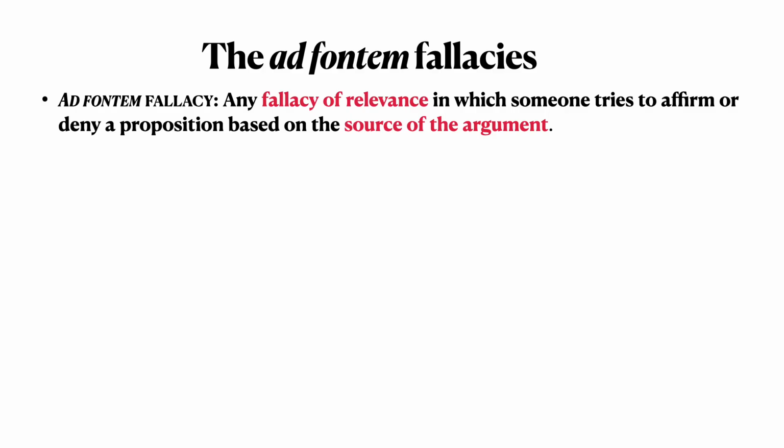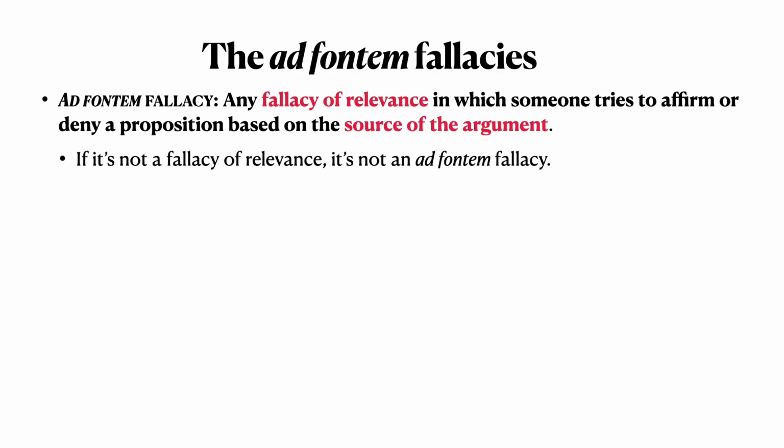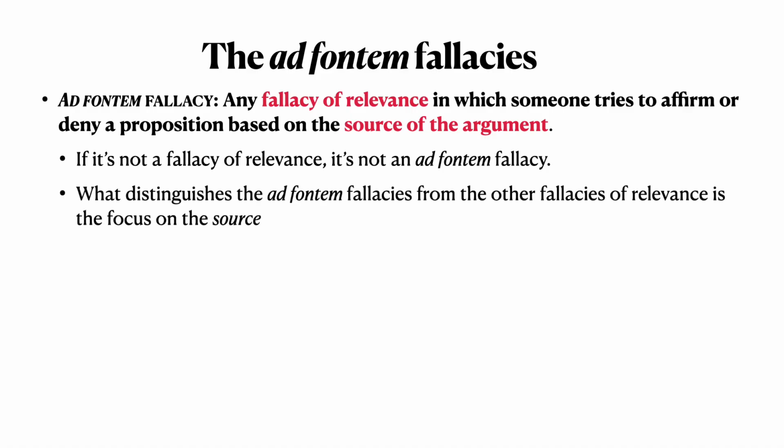First of all, when I say that it has to be a fallacy of relevance, that's the group of which the ad fontem fallacies are a part. You might say the genus in which they are. And when I say that it has to be based on the source of the argument, that's the differentiating element in the definition. So, if it's not a fallacy of relevance, it can't be an ad fontem fallacy. That is the vertical dimension of what ties ad fontem fallacies to fallacies of relevance. But then we also have to look at this horizontal dimension. What is it that distinguishes the ad fontem fallacies from other fallacies of relevance?